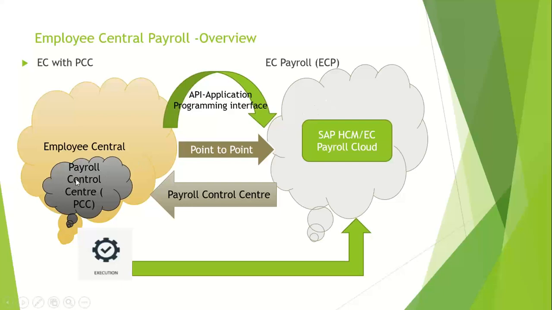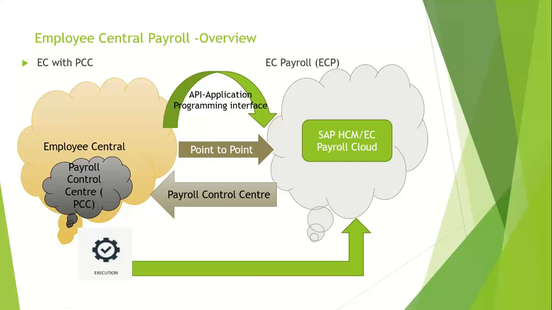For example, if I execute a payroll in this place, you can see the payroll results, you can see the wage type reports and everything in this place, but the execution will be done in this place. Both options are available. You can execute in the ECP and you can also execute in the payroll control center. But from the user point of view, from the product delivery, the best option is to execute in this place.